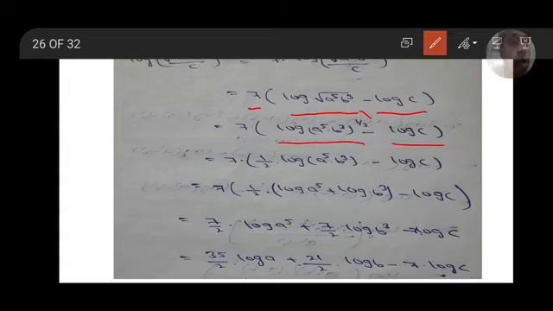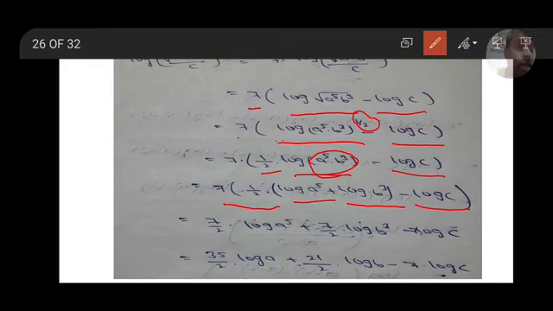And again this power will come as a coefficient, so 1 by 2 into log of a to the power of 5 into b cube minus log c. And again it is a product, log a to the power of 5 into b cube, that can be written as sum of two individual logarithms, that is 7 into 1 by 2 as it is, log a to the power of 5 plus log b cube, minus log c as it is.